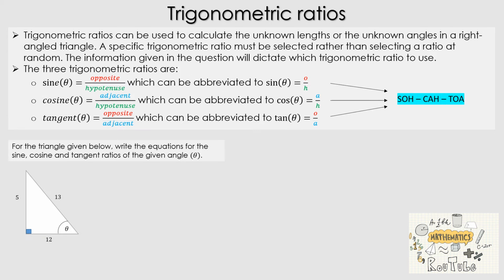Okay, so now we're going to be introduced to the trigonometric ratios. Trigonometric ratios can be used to calculate the unknown lengths or the unknown angles in a right-angled triangle, so we can do a couple of different things with them. A specific trigonometric ratio must be selected rather than selecting a ratio at random. The information given in a specific question will dictate which trigonometric ratio to use.